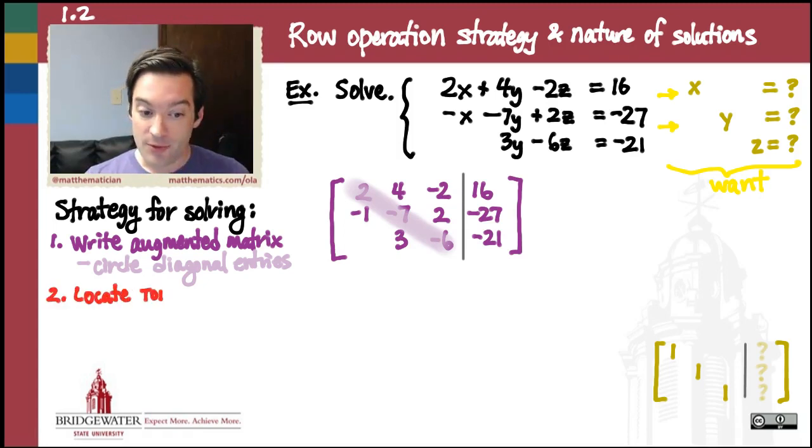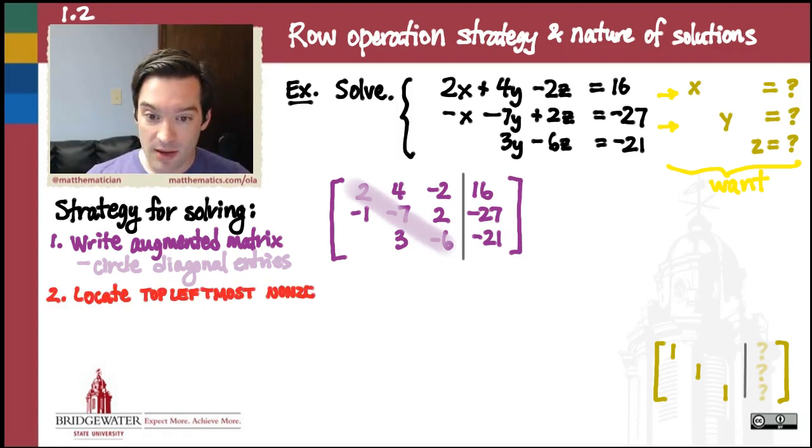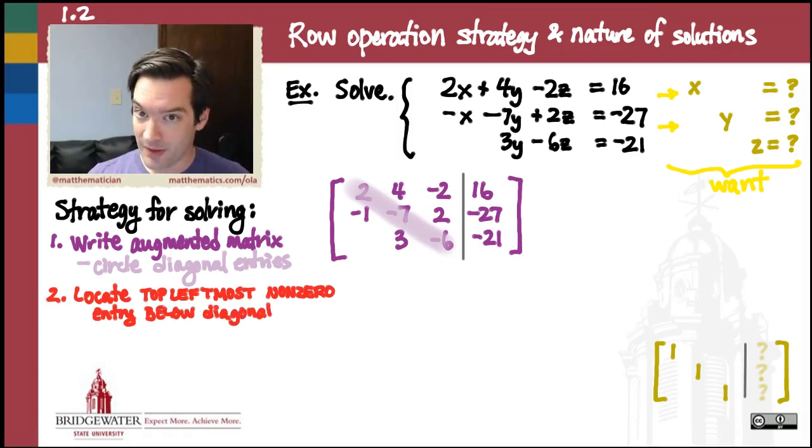So the first thing we're going to do, then, is set a target. We're going to choose an entry that we want to try and wipe out. And the best way to be strategic about this is to look below the diagonal, again at these two entries, and select the top leftmost entry which is non-zero. So in my first column, for example, below the diagonal, I have one entry here that is 0, but above it is an entry which is not 0.